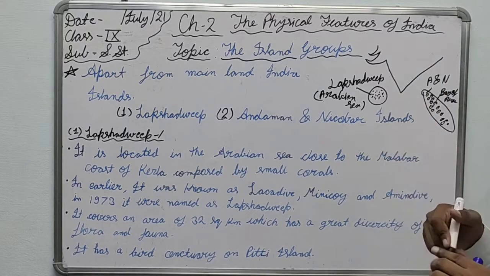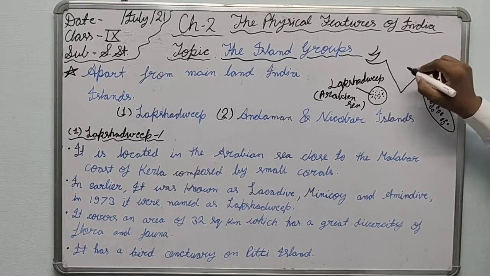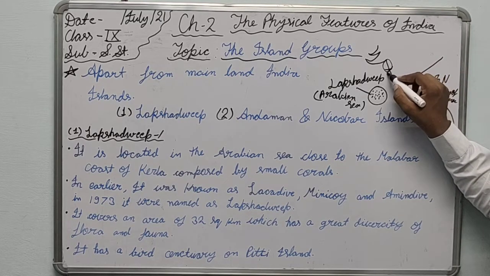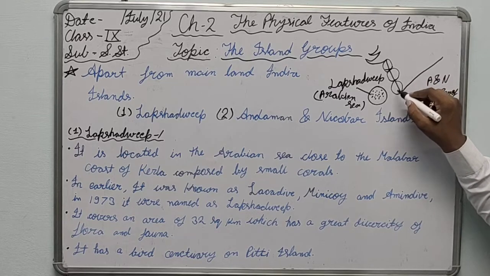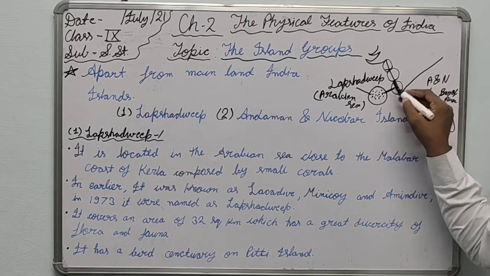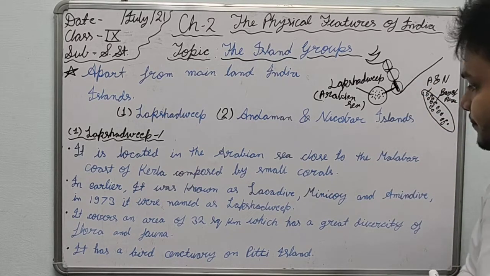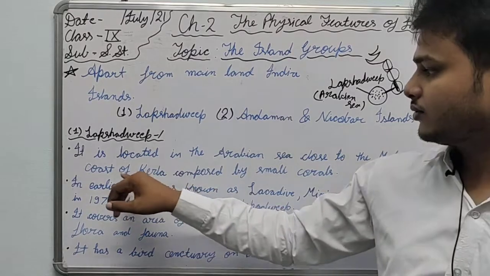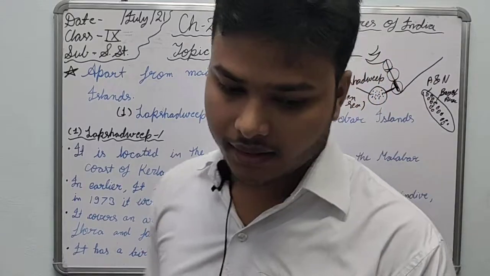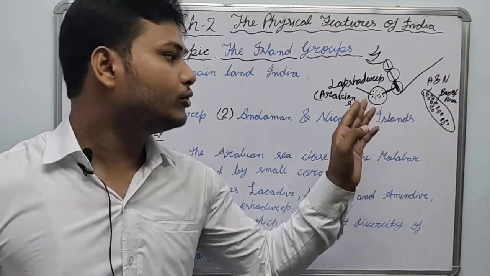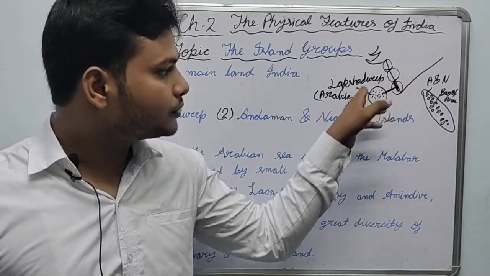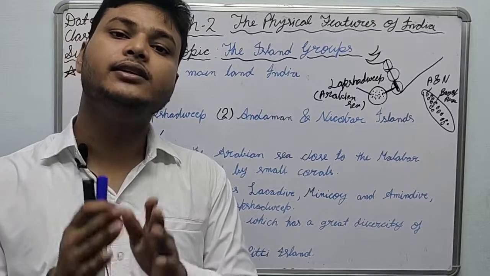Look, this is Lakshadweep and we know that this is the coastal plain of India. This portion is known as Konkan, this portion is Kannada and this portion is known as the Malabar coast. So this Lakshadweep is close to the Malabar coast near Kerala, and composed of small corals. Look, this is a very important thing regarding these island groups. It is believed that these groups of islands are made by the corals.